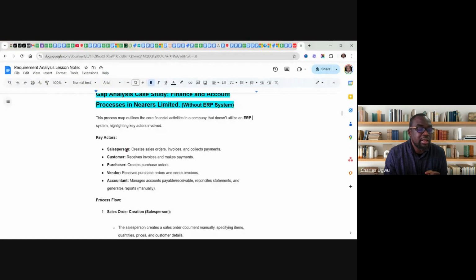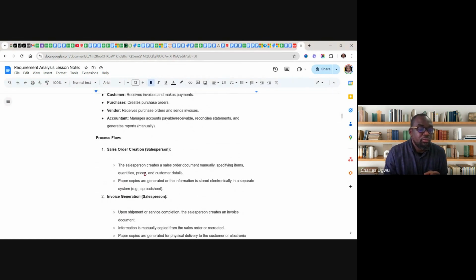So you look at here, you see it says person, customer, purchase, vendor, accountant. These are all the people involved here. So if you might be looking at gathering requirements in a scenario like this, these are likely people who are going to gather requirements to understand what is happening within the finance and accounts and all the related areas. So if you want to gather requirements and model them, these are things you go to the salesperson to understand his or her own inputs.